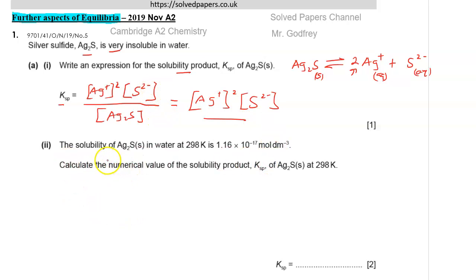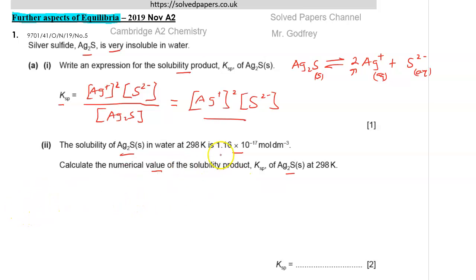Part 2. The solubility of silver sulfide solid in water at 298 Kelvin is 1.16 times 10 raised to the minus 17 moles per dm cubed, per liter. Calculate the numerical value of the solubility product of silver sulfide at 298 Kelvin.